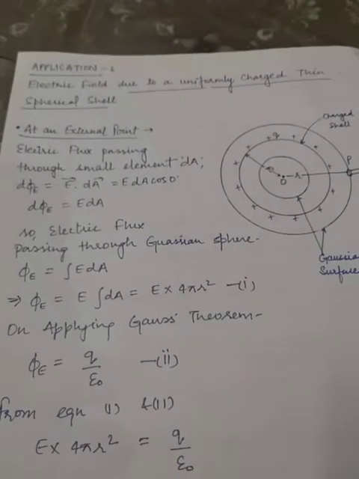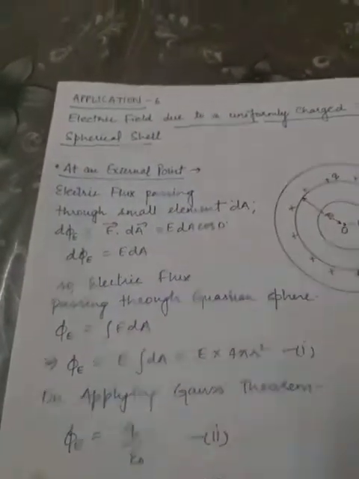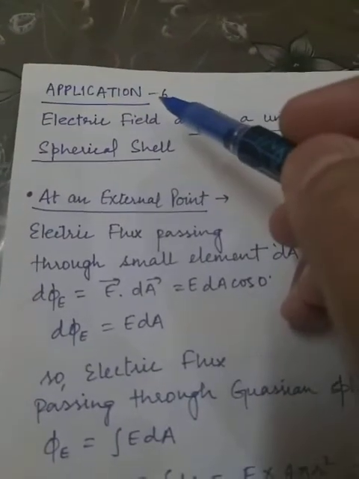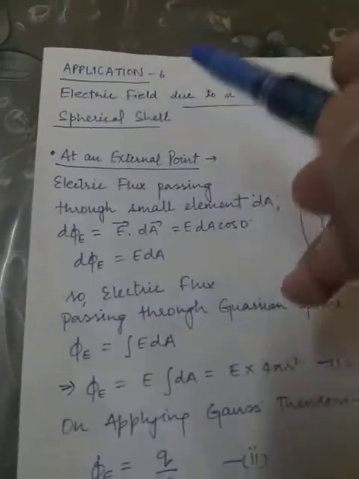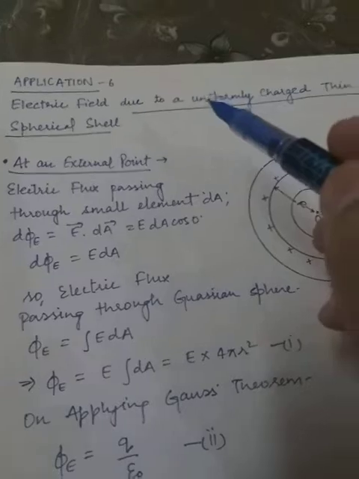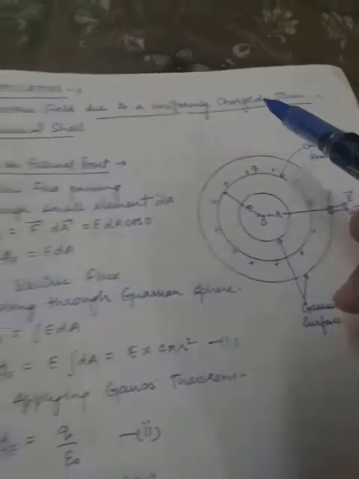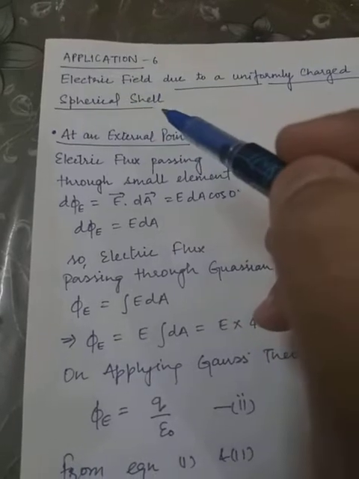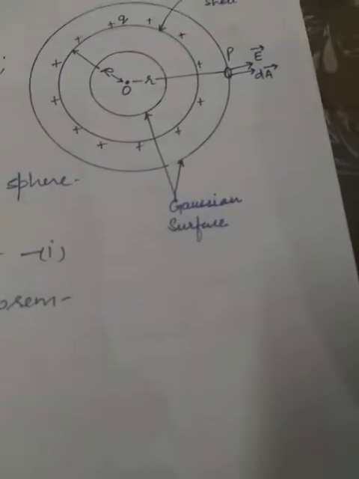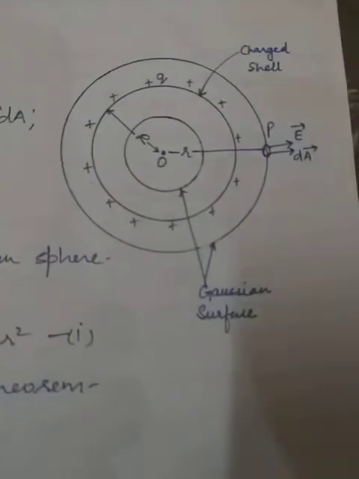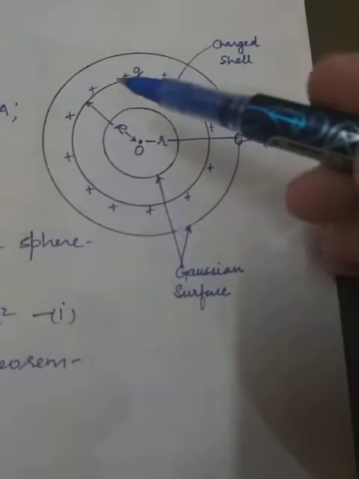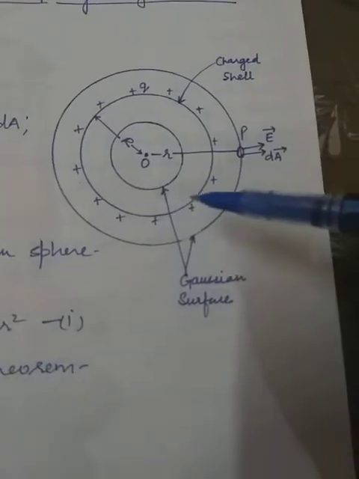Hello everyone. Let's start with our next topic, that is application number 6 of Gauss theorem, that is intensity of electric field due to a uniformly charged thin spherical shell. So first see the diagram. We have a charged spherical shell.